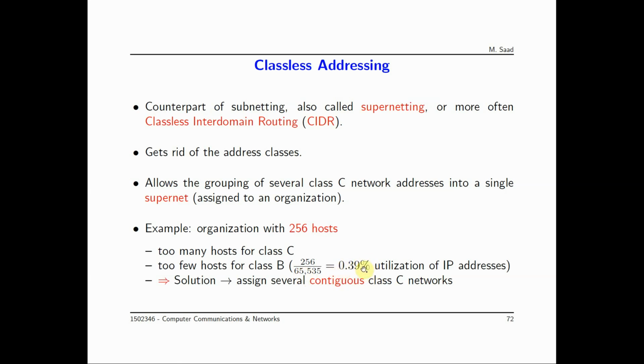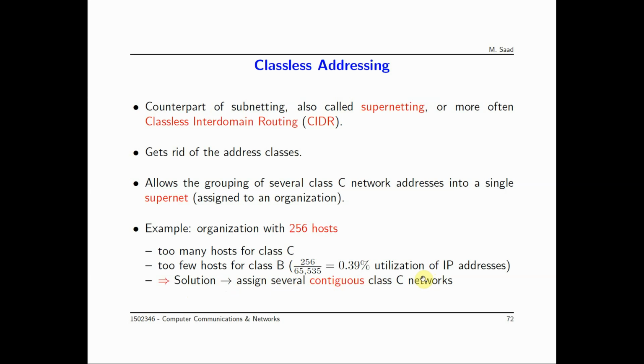0.39%, which means in this case, if I'm having only 256 hosts and I use Class B because Class C is too small, I will end up utilizing less than 0.5%, not even 0.5% of my available IP addresses, which is a huge waste. Now, the solution to this problem is, instead of using a Class B IP address class, we can use several contiguous Class C networks.